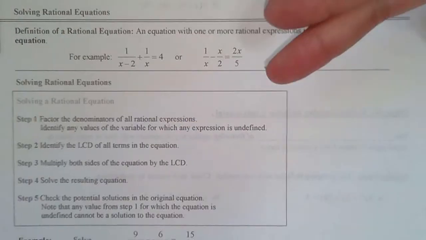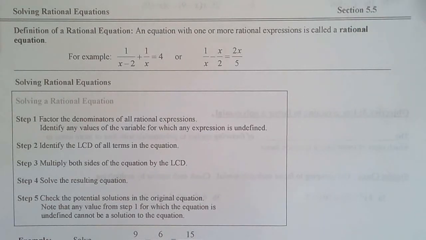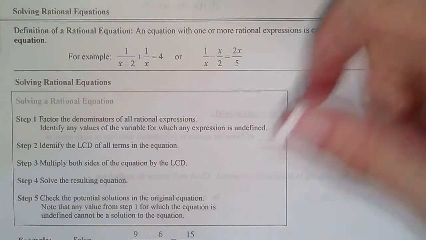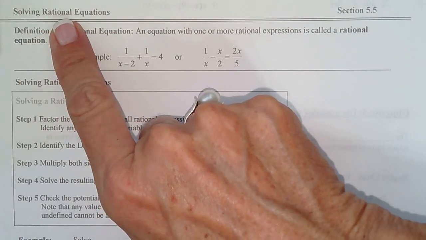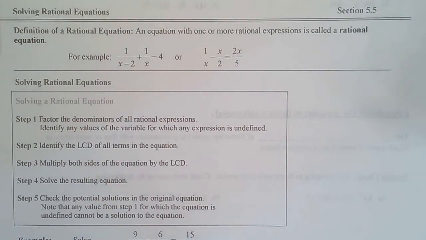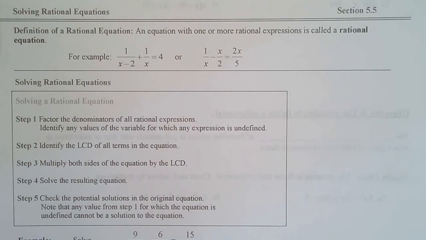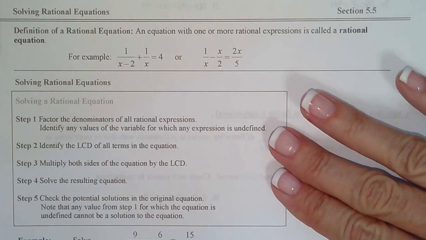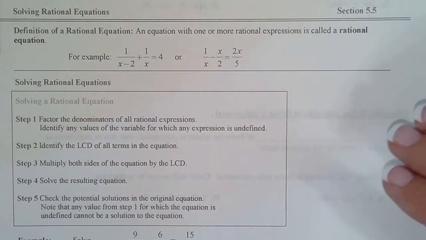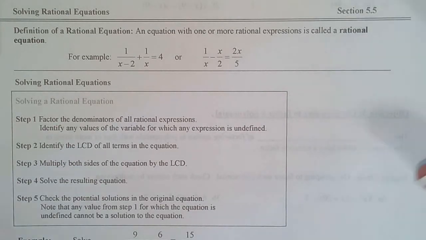So far we've simplified, we've added, we've subtracted, we've multiplied, we've divided rational expressions, but this section is solving rational equations. So our final answer will actually be the solutions to the equations, because none of our problems so far have had an equal sign. But 9 out of 17 problems on your test involve solving rational equations. So we need to make sure we do a really good job with this.